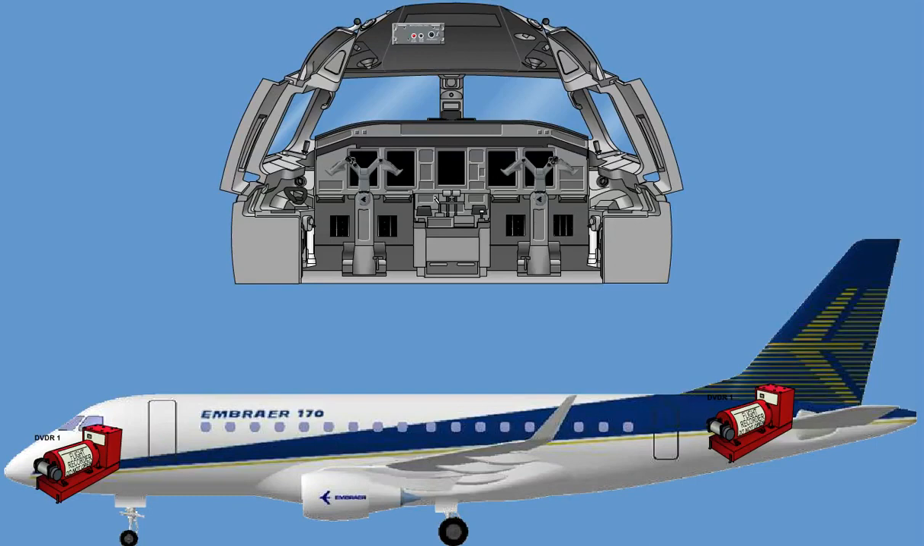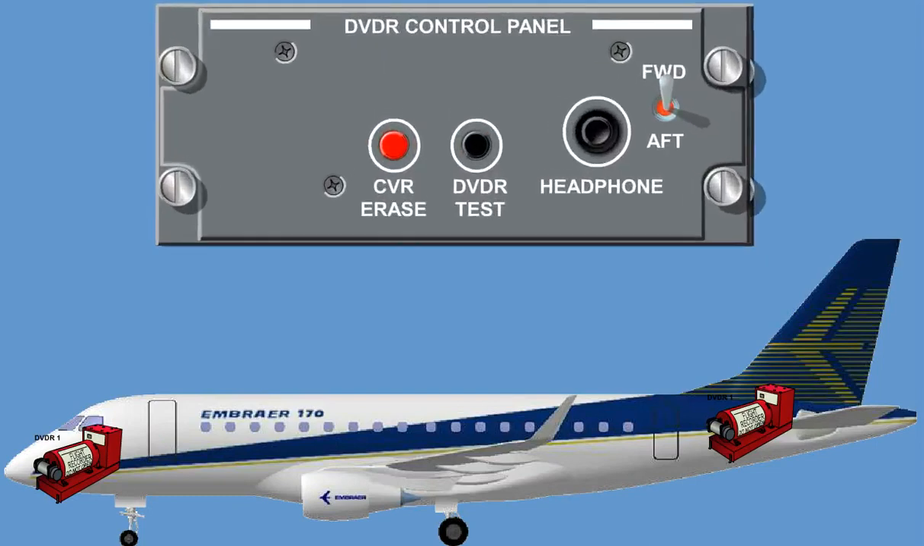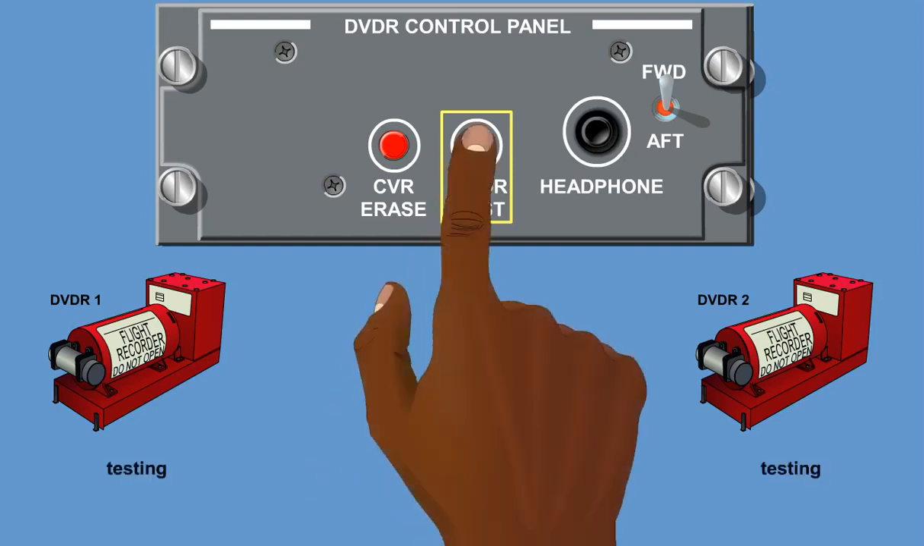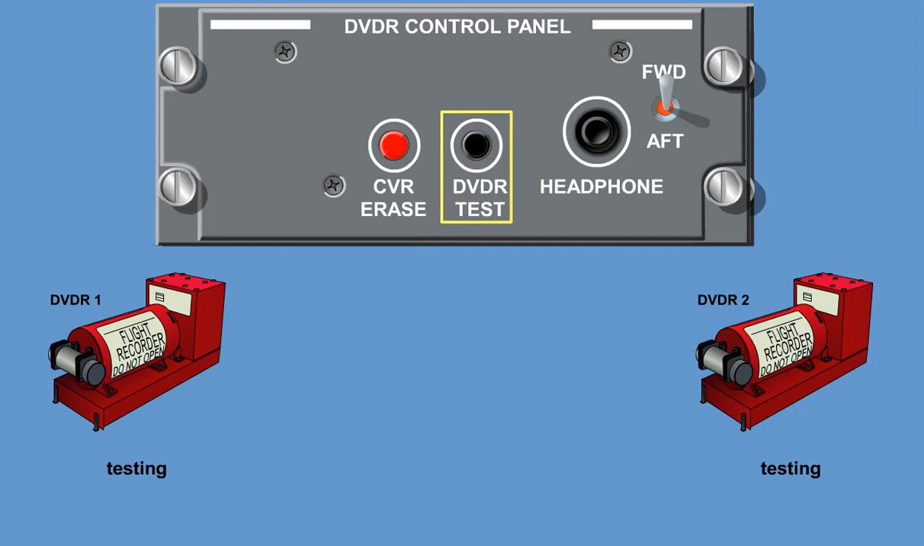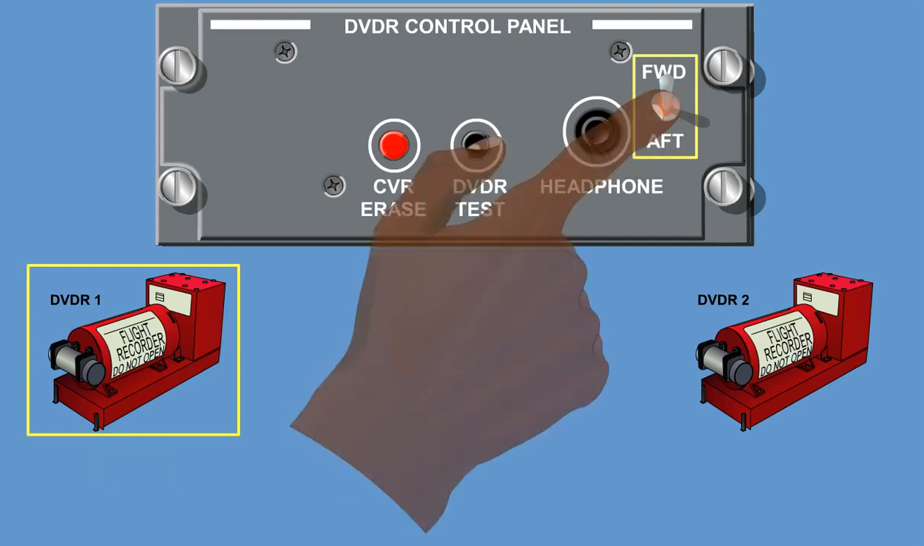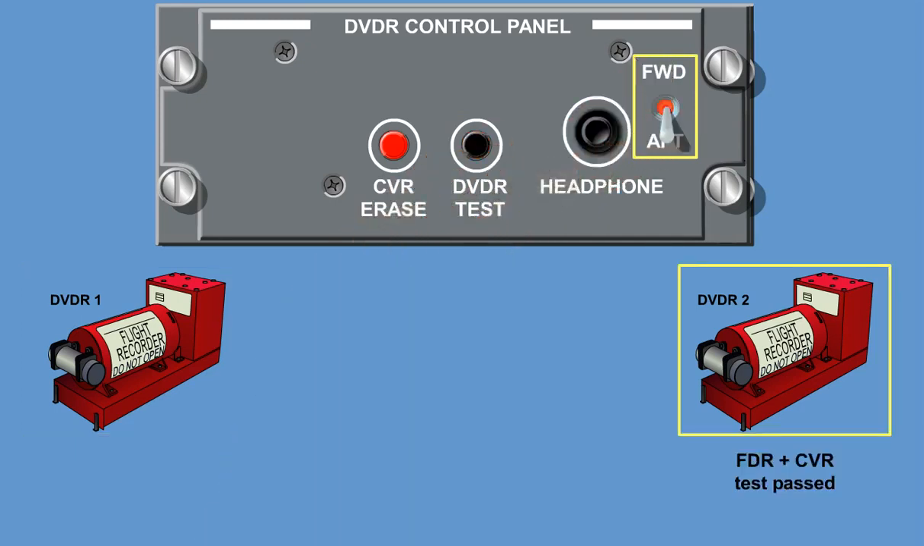The Digital Voice Data Recorder control panel uses standard input-output interfaces for a cockpit voice recorder and a flight data recorder. The Recorder Test button, DVD-R Test, is used to initiate a cockpit voice recorder and flight data recorder test within both DVD-Rs simultaneously. You can switch the forward-aft switch position to check the test status for either DVD-R1, switch to forward, or DVD-R2, switch to aft.